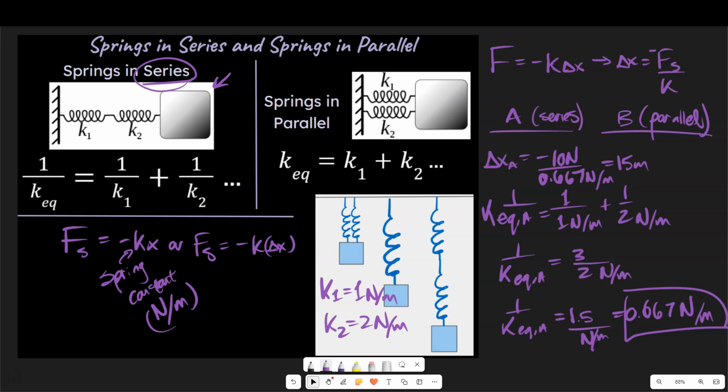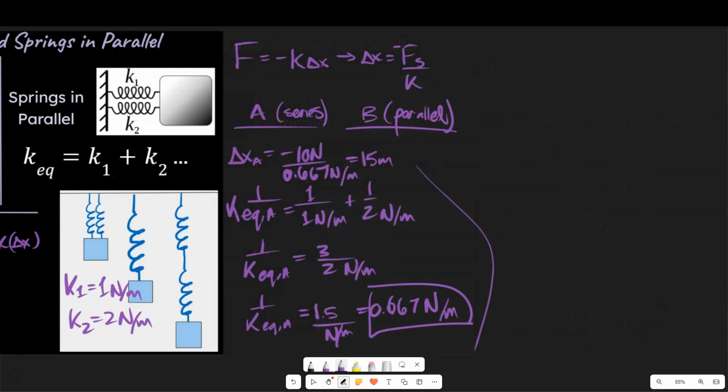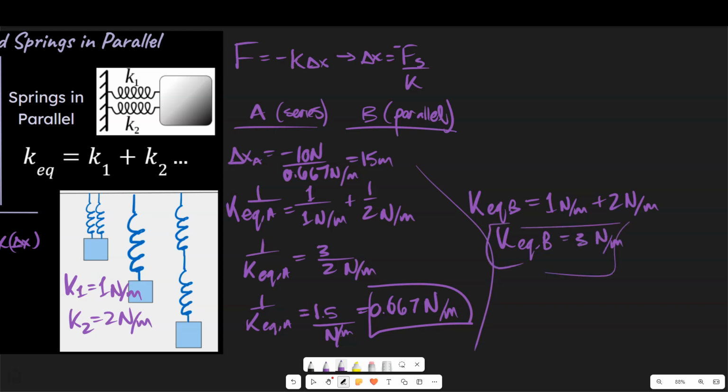Okay, let's try a similar thing over here, except they're going to be in parallel. I'll pull this over here so we can compare the two and see what happens. If we're going to do the K equivalent for B, remember B is in parallel, and the rule for if they're in parallel, you just essentially add them up in terms of their equivalents. So you could just say, well, that is 1 newton per meter plus 2 newtons per meter. And so our K equivalent for B is going to be 3 newtons per meter.